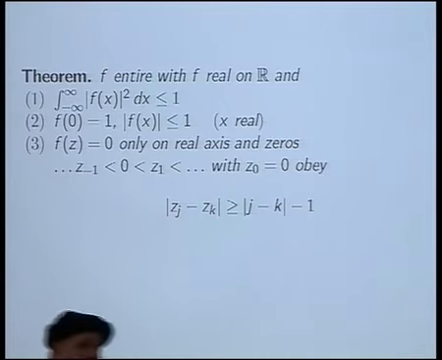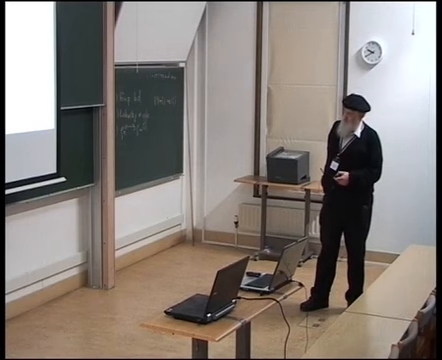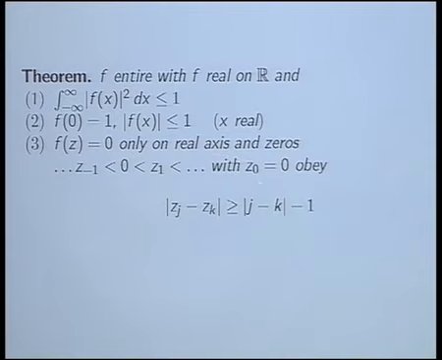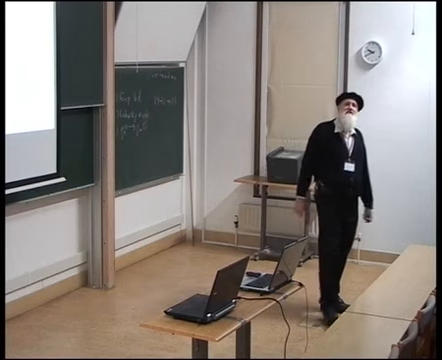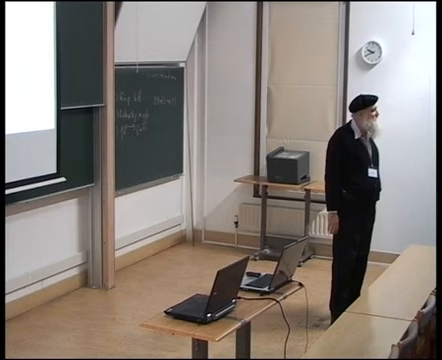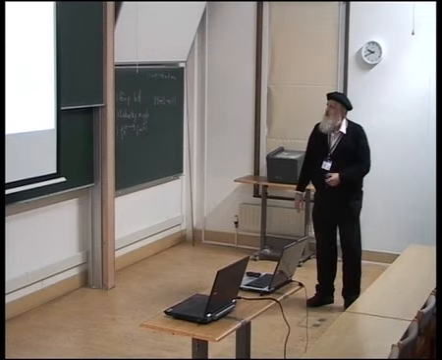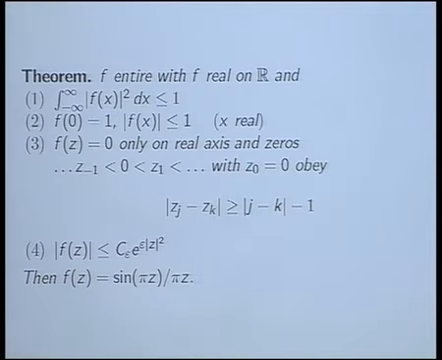And you have some a priori control on the zeros. So you know that the zeros are only on the real axis. If you label them with z0 equals 0, which is not a zero, but otherwise label the zeros like that, you know that the spacing between distant zeros grows essentially like j minus k. And you have this exponential epsilon. It's, as they say in the lingo, of order 2 and type 0, I think. Then in fact, f is the sine kernel.